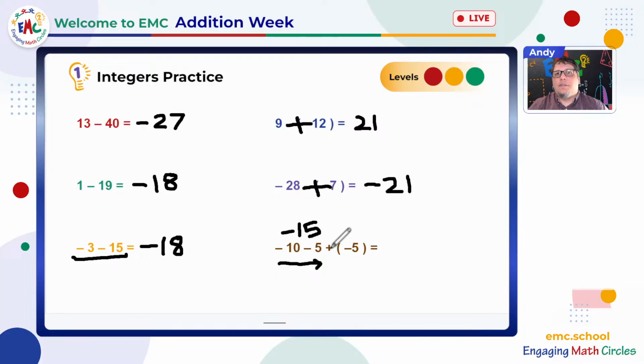Plus -5, plus a minus, I'm going to go to the right with the plus, but the negative sign says, nope, I'm the opposite, go left instead. So we're going to go more negative in this case, and we're going to get -20. Did you get all those? If so, great job. If not, we'll keep practicing.